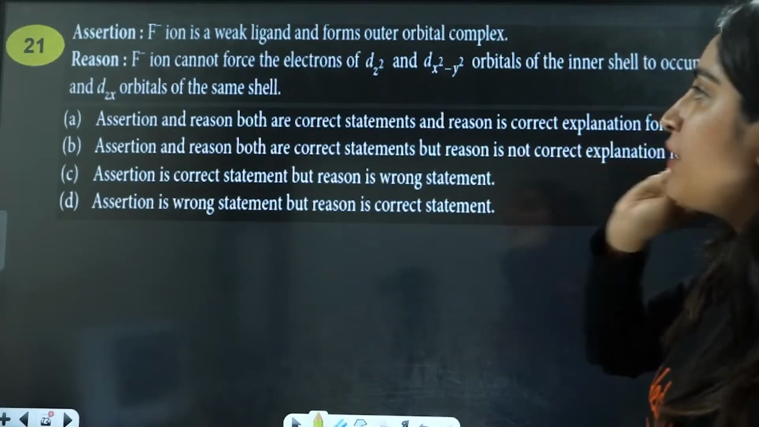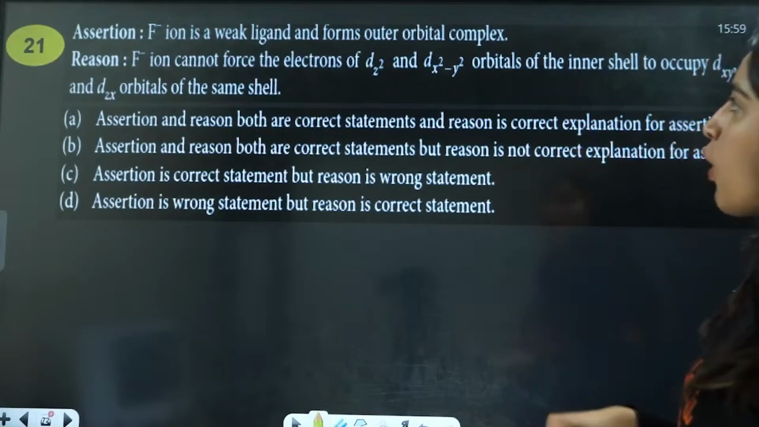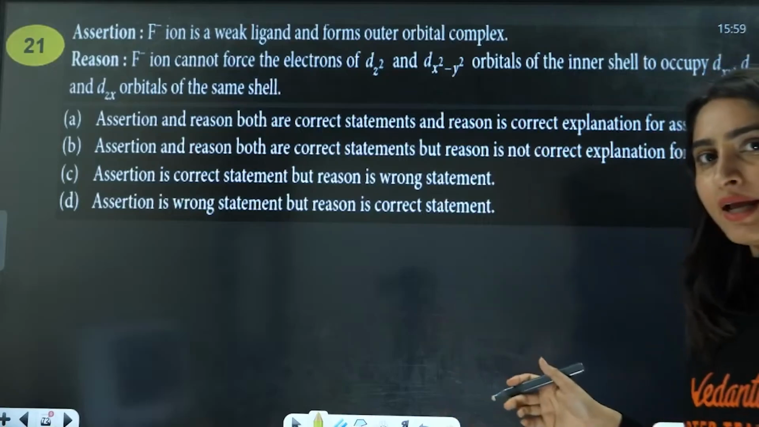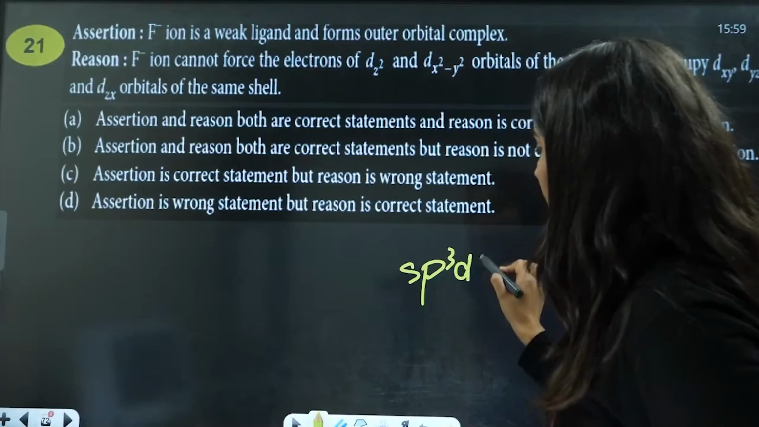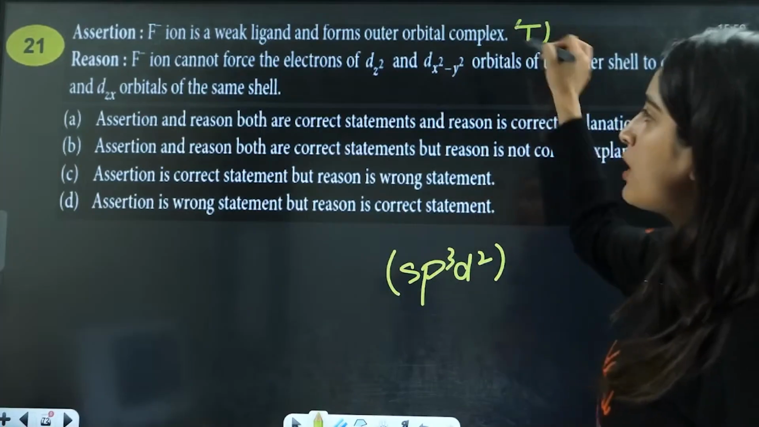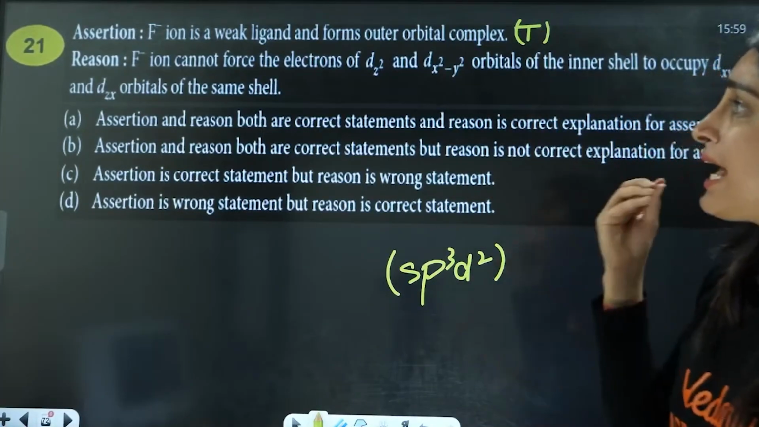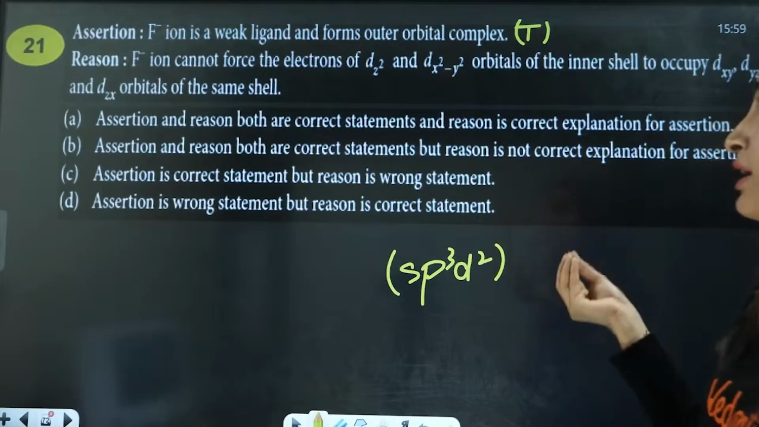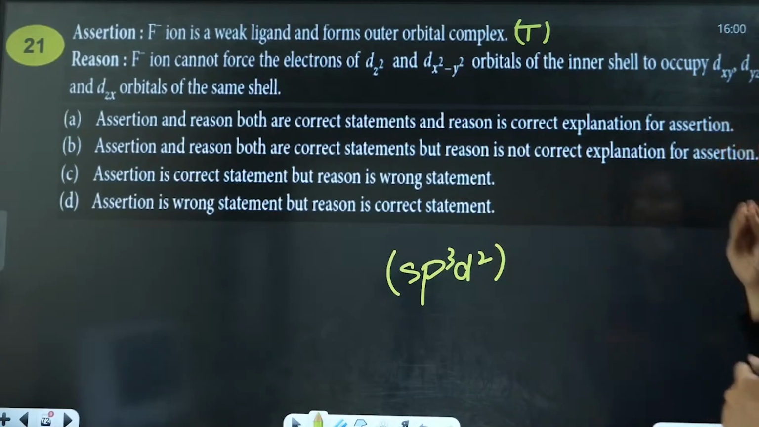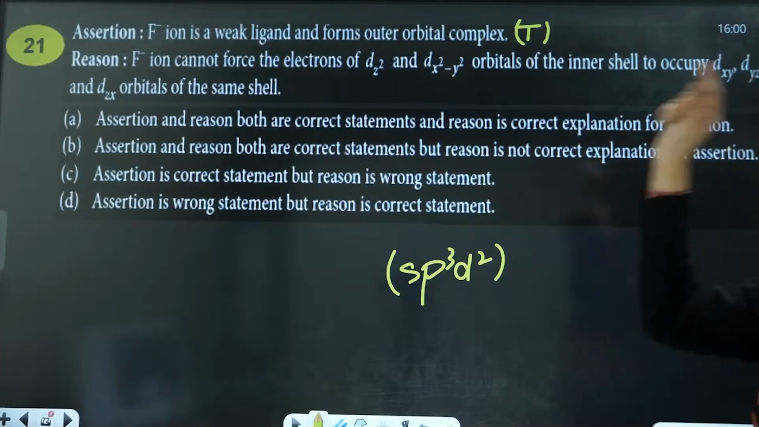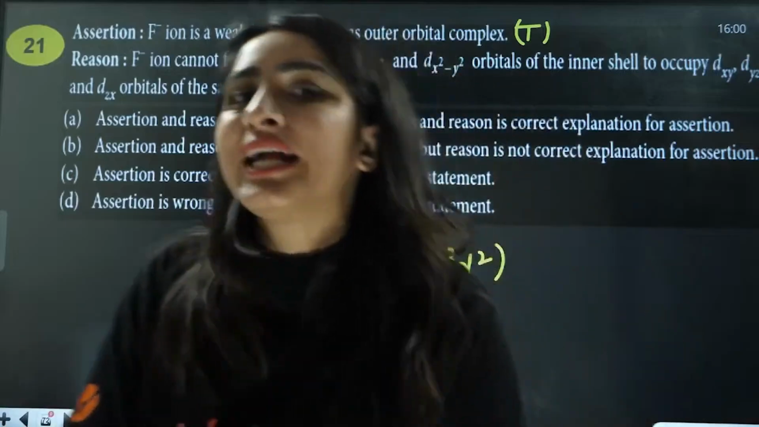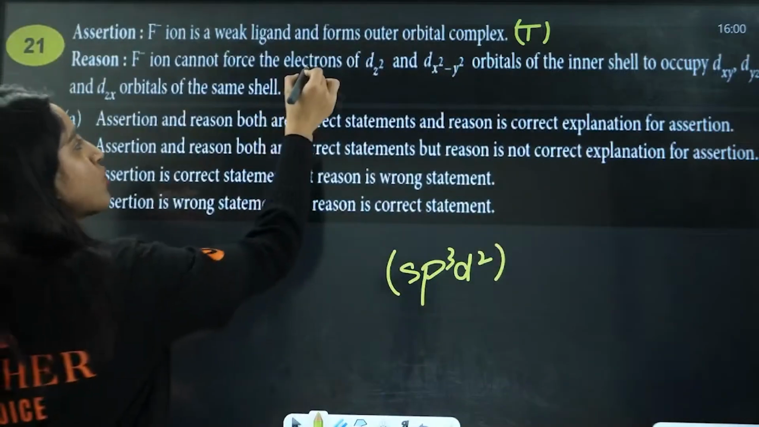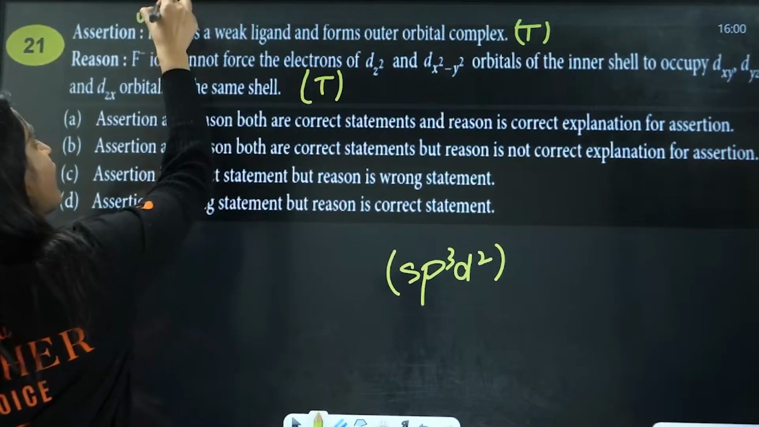F negative ion is a weak ligand, that is true, and forms an outer orbital complex. Because it is a weak ligand, there will be no pairing, and it is going to form sp3d2 kind of complexes. That is true, right? F negative ion cannot force the electrons of dz square and dx square minus y square of the inner shell to occupy the same shell. That means it cannot forcefully do the pairing. That is also true.